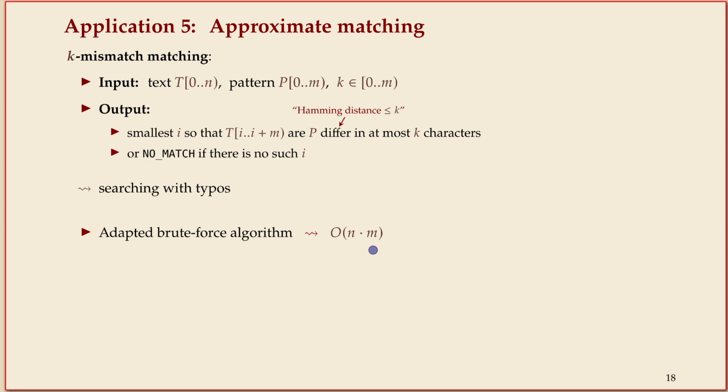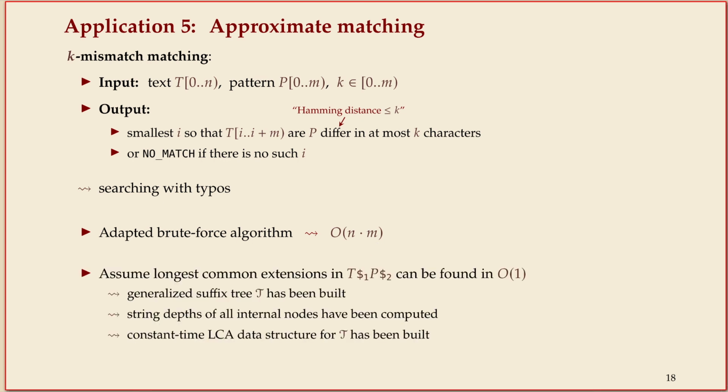Now in this inner loop, instead of comparing the characters and stopping as soon as you find any mismatch, you can keep going and count the number of mismatches at the same time. So in the same time as brute force string matching, you can also do this problem and determine all the matches where there's at most k mismatches. But if both your text and the pattern are fairly long, that's not so great. And we can do better.